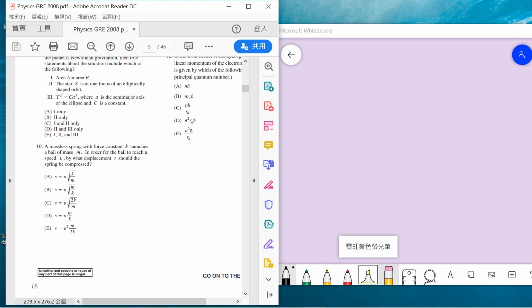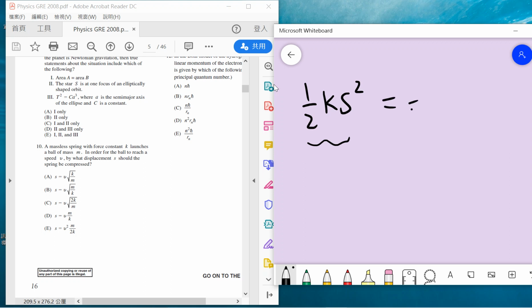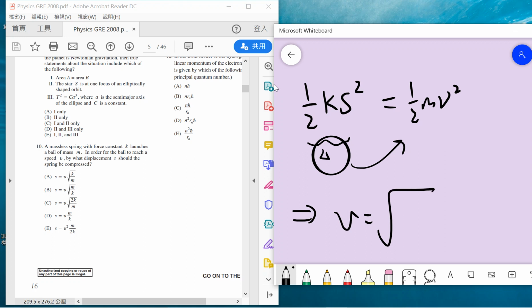And 10 says a spring with force constant k launches a ball of mass m in order for the ball to reach speed v. What is the displacement? Basically you have the total energy, which at least needs to be mv squared. When at the maximum, all the potential energy transforms into kinetic energy. So you can solve this for the displacement, which is the square root of m over k times v. So the answer is B.